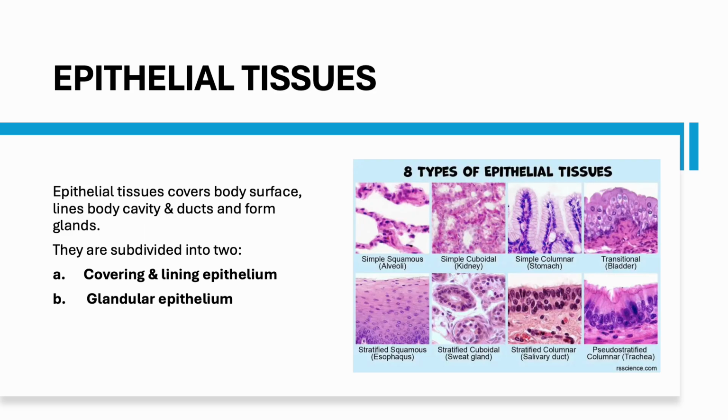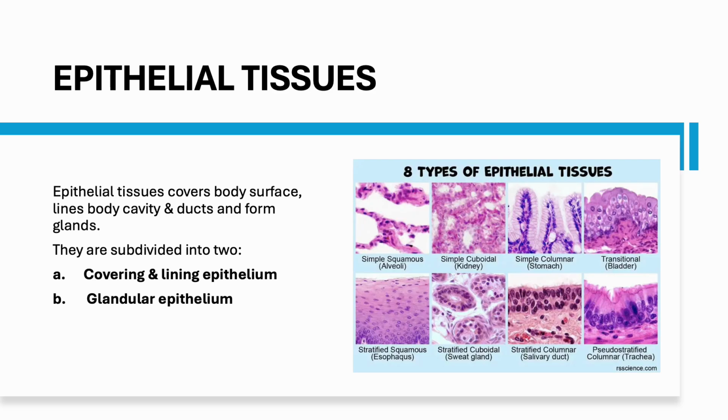We have transitional epithelium that lines the bladder. We have the stratified squamous epithelium that lines the esophagus. Stratified cuboidal epithelium that lines the sweat glands, with more than one layer. Stratified columnar, they line the salivary glands. We have the pseudostratified columnar that lines the trachea.